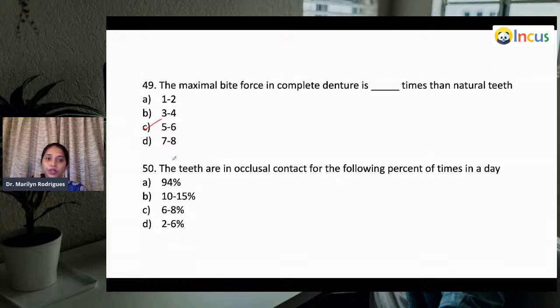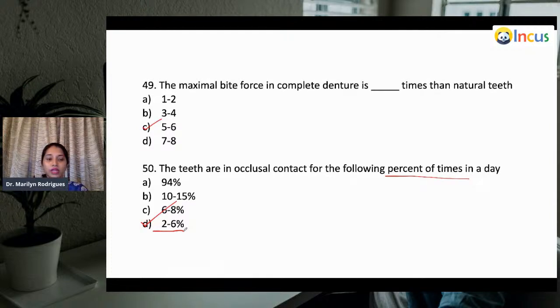And the last question for today, the teeth are in occlusal contact for the following percent of times in a day. 94%, I don't think it is 94%, definitely not. 10 to 15, no. 6 to 8 or 2 to 6, I would be confused between these two, but the answer is D, 2 to 6%. Question number 50, the answer is 2 to 6%.